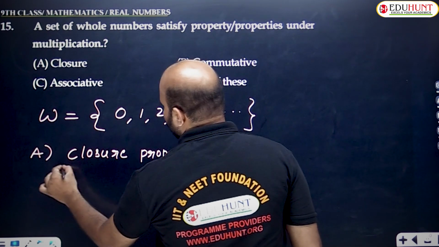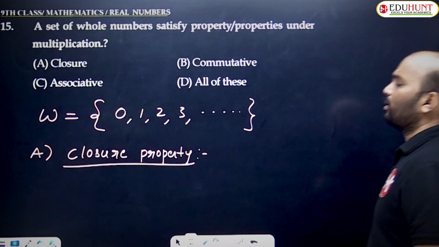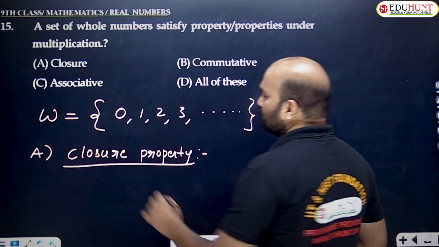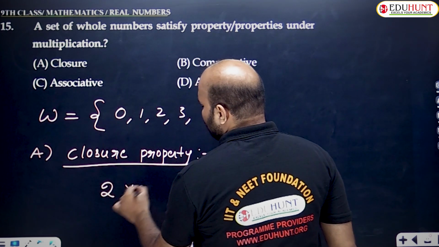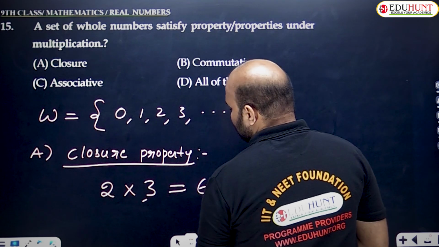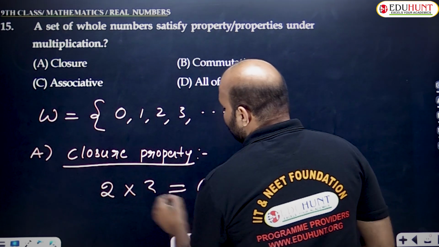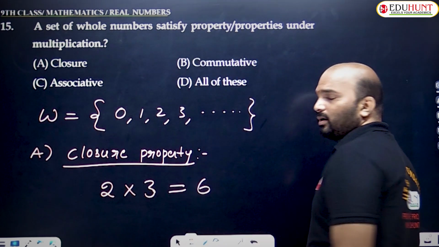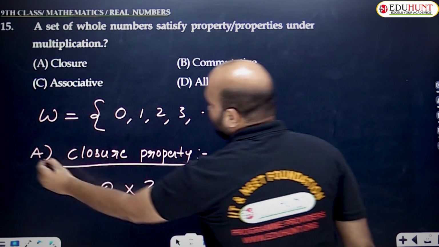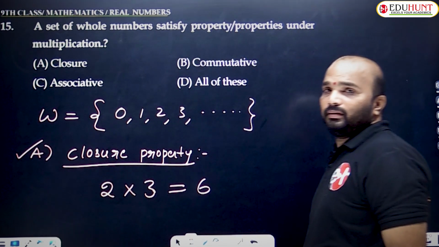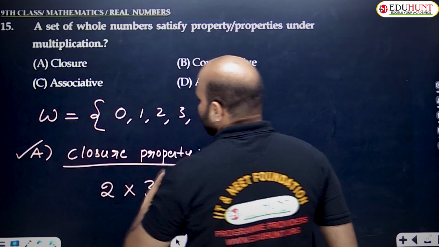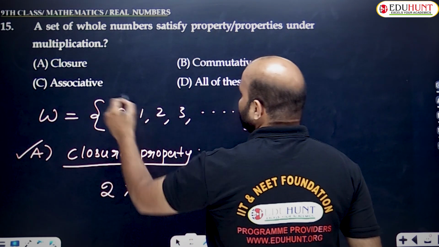So the first option given is closure property. What is a closure property? The product of two whole numbers results in a whole number, that is the closure property. Let me take two whole numbers, 2 and 3. They are multiplied together, and we get 6 as the result. So 2 and 3 are whole numbers, and the product value is also a whole number. It is called closure property. So whole numbers satisfy the closure property. So option A is one of the options.